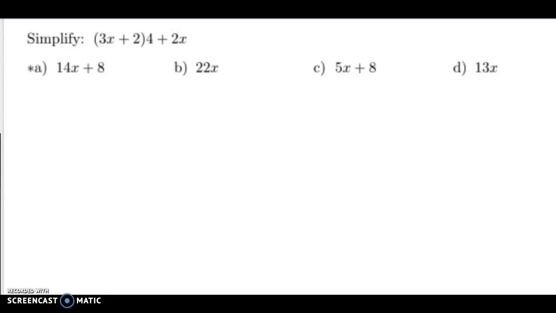Hi everybody, this is CR number 11, helper video number 1. It says simplify 3x plus 2 times 4 plus 2x.